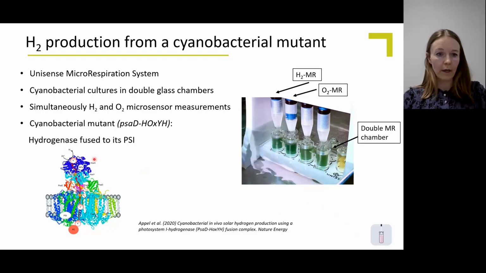The authors created this cyanobacterial mutant where they fused the hydrogenase to its photosystem 1. And on the drawing down here, you can see how the electrons go from the photosynthetic train to the hydrogenase up here where the hydrogen is produced.